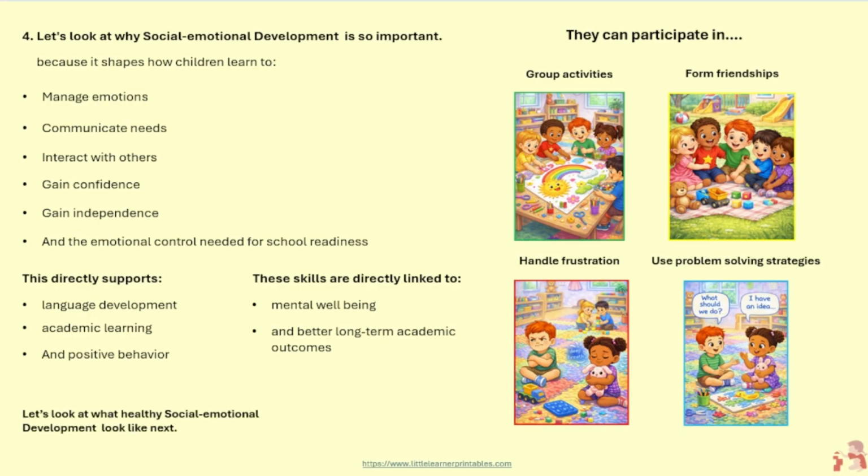Let's look at what healthy social emotional development looks like. What does social emotional development look like? A child who can identify feelings, express needs using words, take turns, share materials, show empathy toward friends, wait for a turn, follow simple directions, use coping strategies, and resolve small conflicts with guidance.